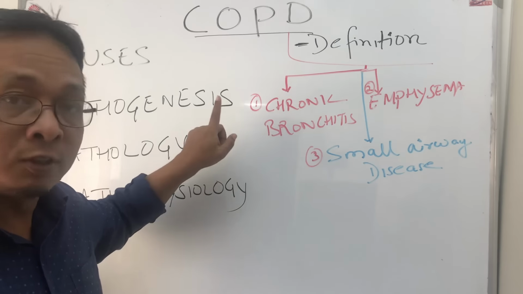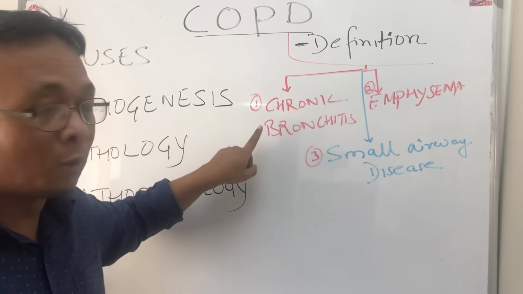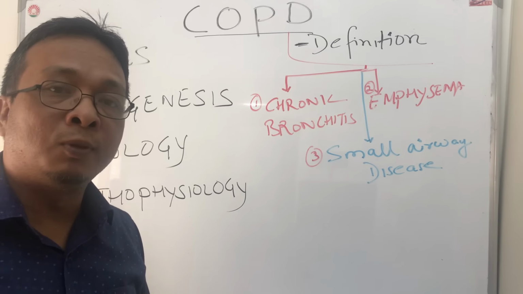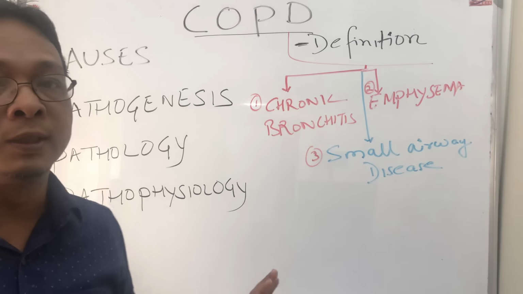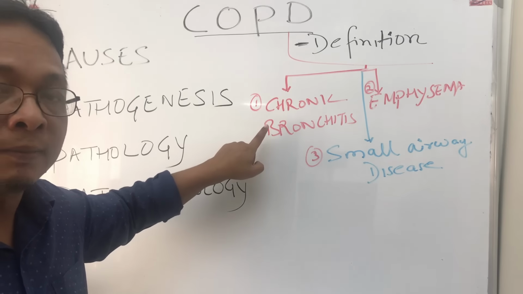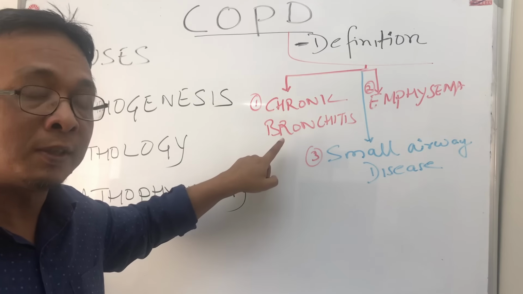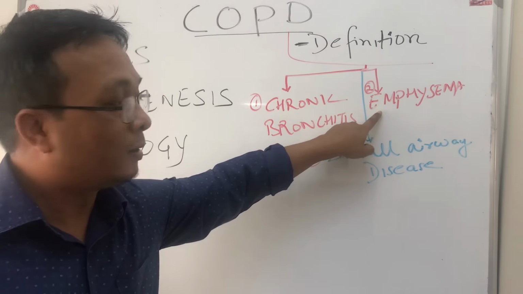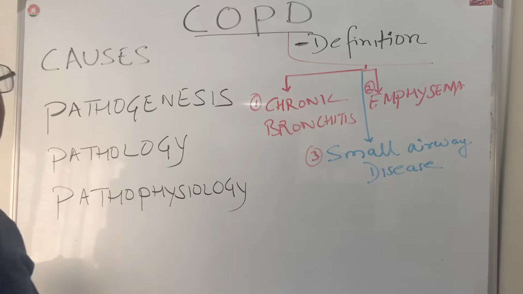Okay, bronchitis, that is chronic bronchitis. If there is bronchitis without any airflow obstruction, then we don't include it in COPD. So chronic bronchitis here means with airflow obstruction. Second is emphysema, and third is small airway disease.